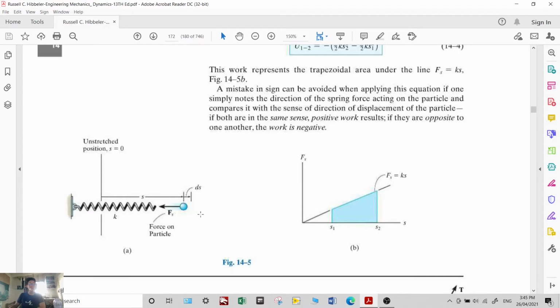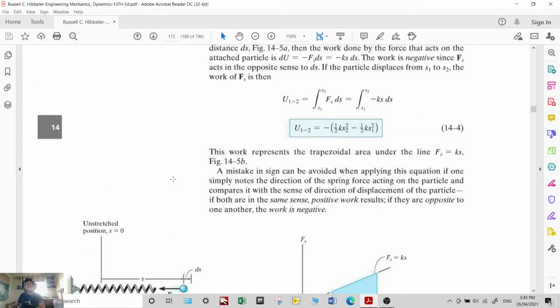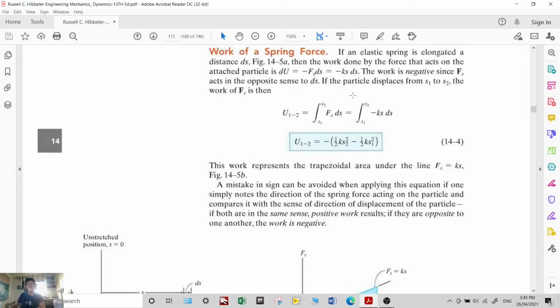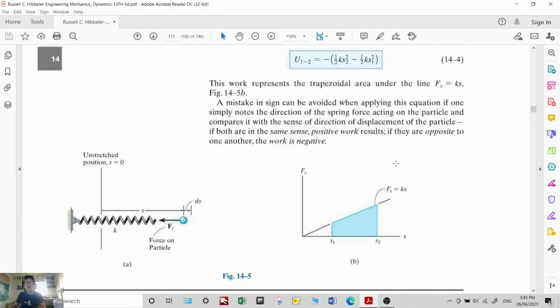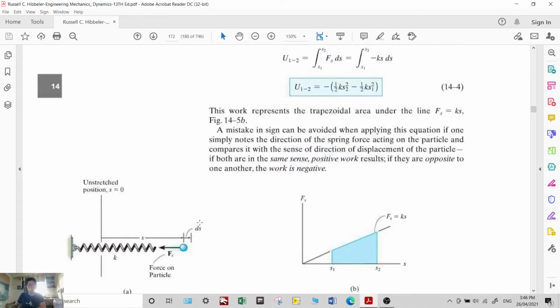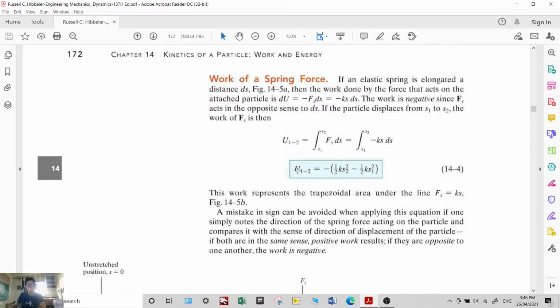But your force, if you get the free body diagram of the particle, will be going to the left. So therefore, its direction is opposite to its displacement. That is why, if you evaluate this one, you will get negative ks ds integrated from s1 to s2, because your F is just K times S, or the spring force times the displacement. So your work from 1 to 2 will be negative 1/2 K S sub 2 squared minus 1/2 K S sub 1 squared.